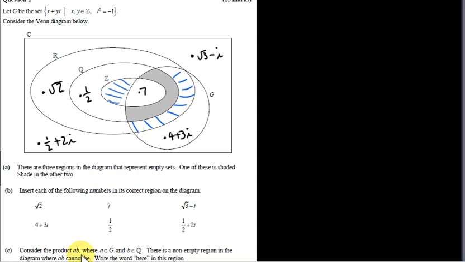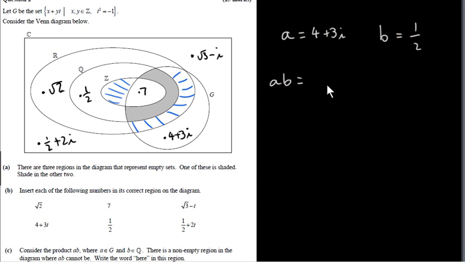Consider the product A times B, where A is an element of G and B is an element of Q. There is a non-empty region in the diagram where AB cannot be. Write the word here in this region. Well, let's just take an example. A is an element of G, so for example A could equal 4 plus 3i. I'll just use this as an example of an element from G. And what about an element from set Q? I might as well use this here. B equals a half.